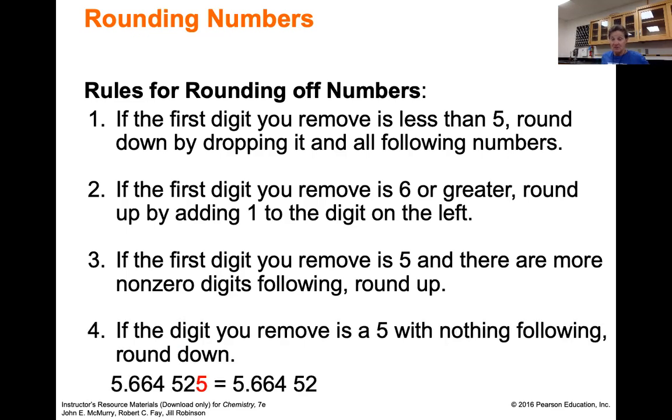But if the digit you remove is a 5 with nothing following, round down. So if I want to round that number to 6 significant figures, my last digit I'm going to drop is a 5, but there's nothing after it, so I'm just going to round it down. I'm going to leave it as 5.66452.